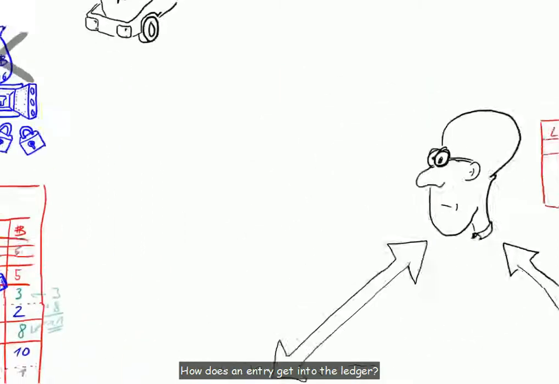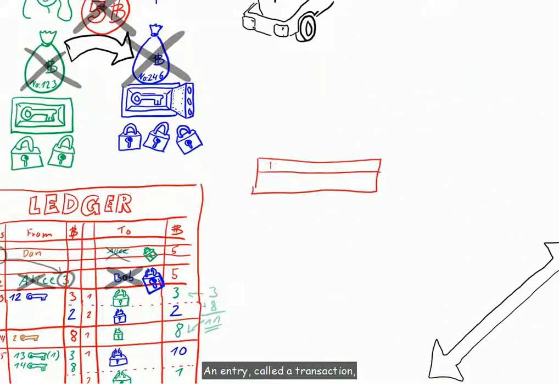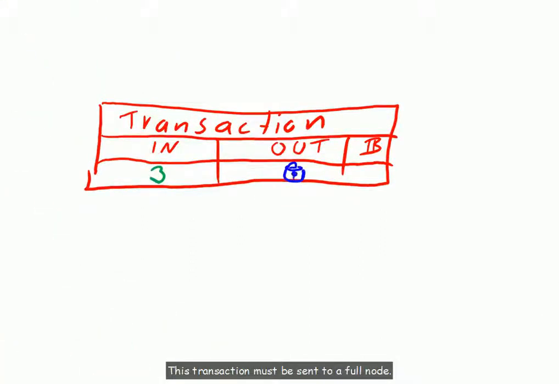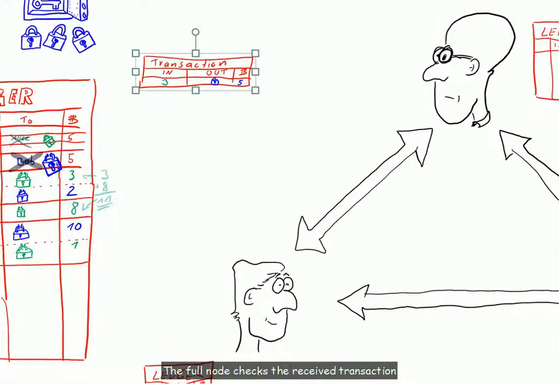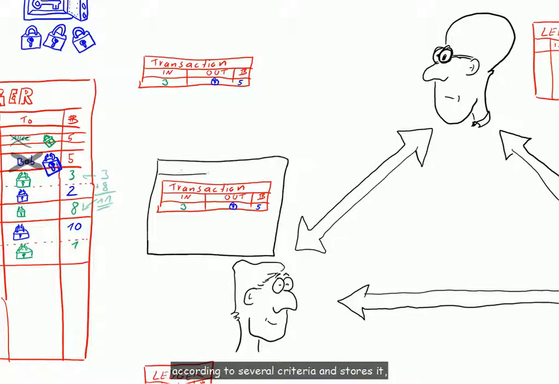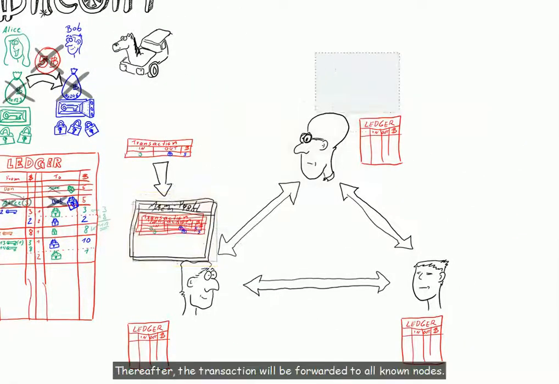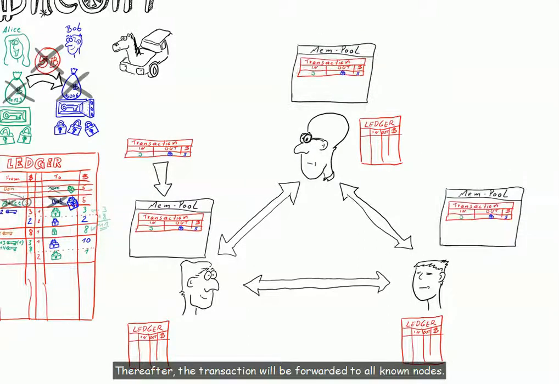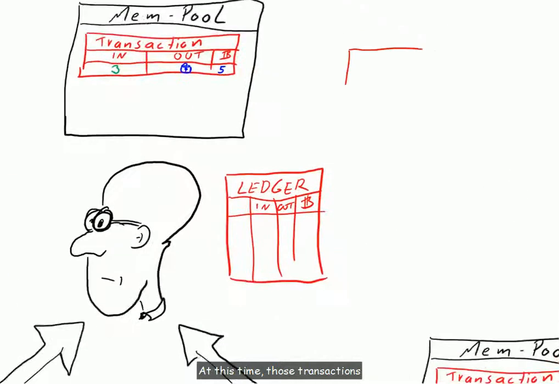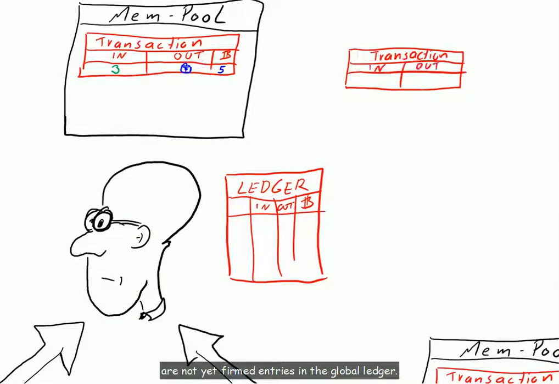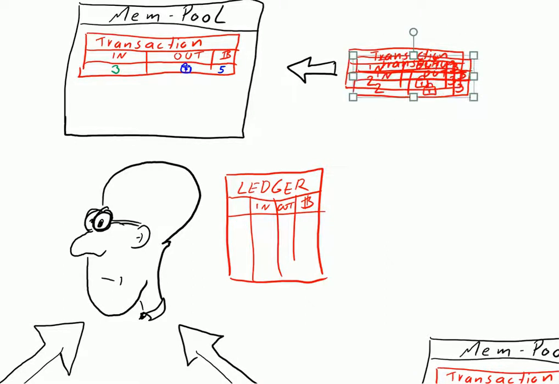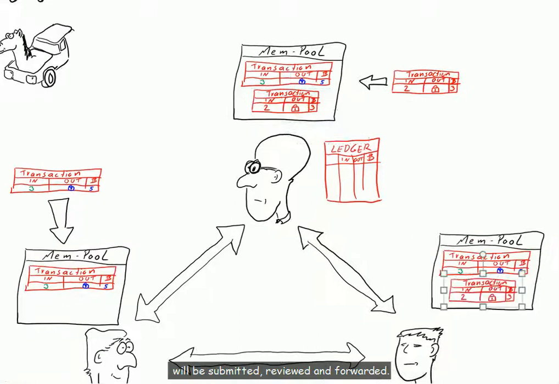How does an entry get into the ledger? An entry, called a transaction, consists of an input, with one or more UTXO, and an output, with one or more addresses. This transaction must be sent to a full node. The full node checks the received transaction according to several criteria and stores it, after successful examination, in its mempool. Thereafter, the transaction will be forwarded to all known nodes. At this time, those transactions are not yet firmed entries in the global ledger. They are unconfirmed transactions right now. Further transactions to other nodes will be submitted, reviewed and forwarded.